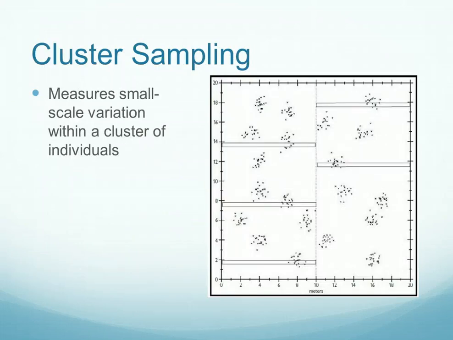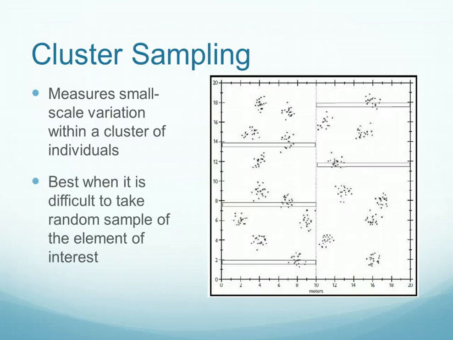Cluster sampling is another approach. In this case, we're measuring small-scale variation within a cluster of individuals. This is best to do when it's difficult to take a random sample of the element of interest. Let's see how this works. We randomly locate a belt transect, and then we measure the element of interest on every individual that occurs within that belt transect. Again, we have another belt transect, and we measure every individual that occurs within that transect.